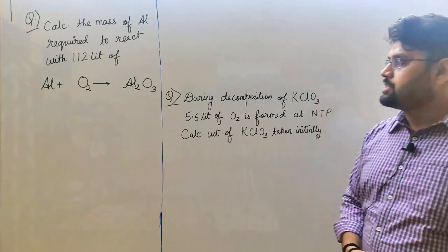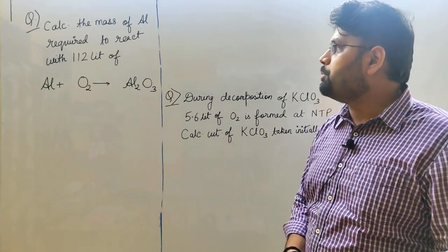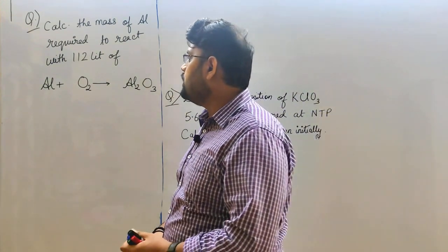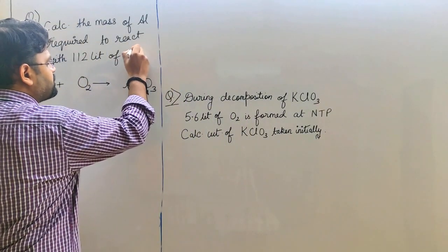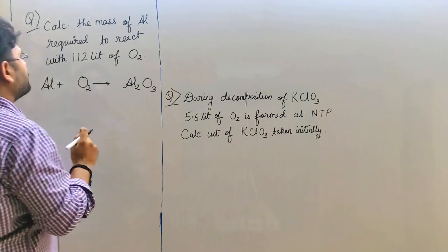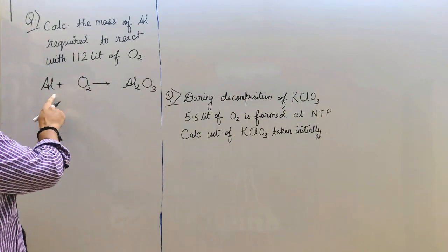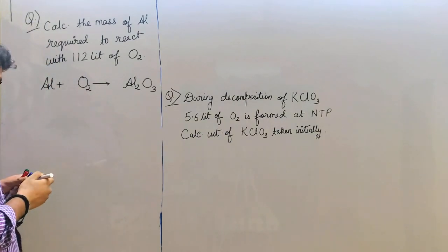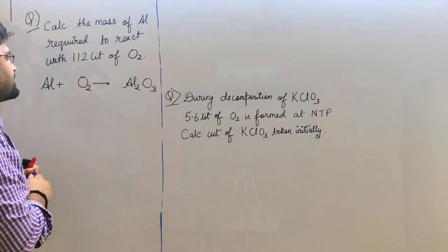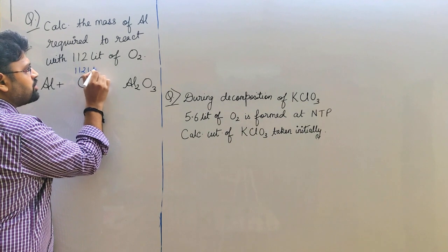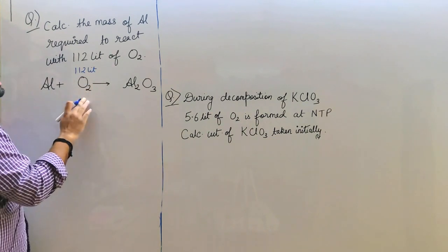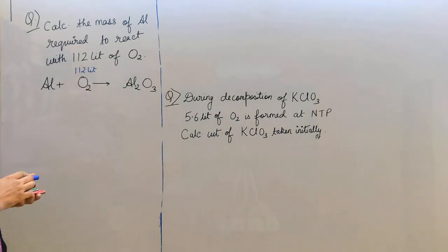Another question says: calculate the mass of aluminium required to react with 112 liters of oxygen. So we have to calculate the mass of aluminium which is required to react with 112 liters of oxygen. Let's write the quantity of oxygen, 112 liters is already given. Let's balance the reaction first of all.